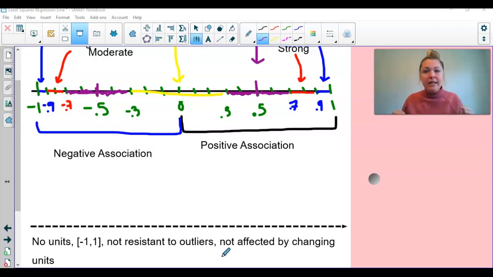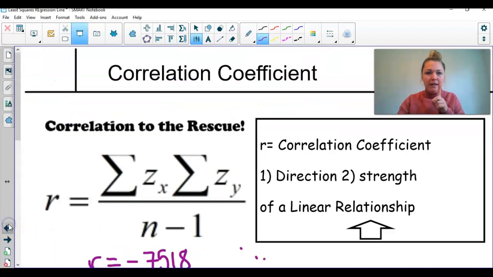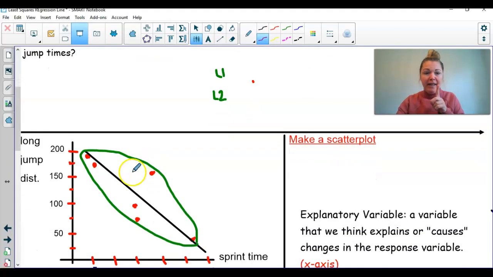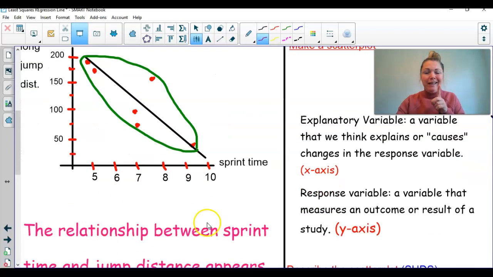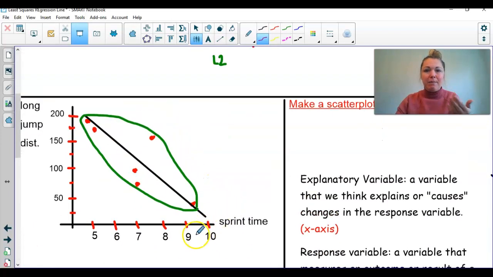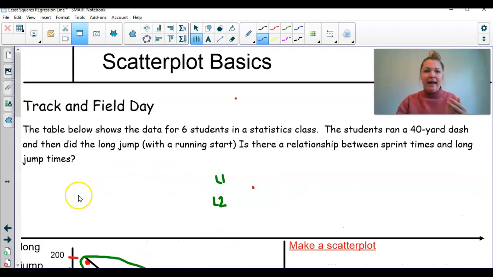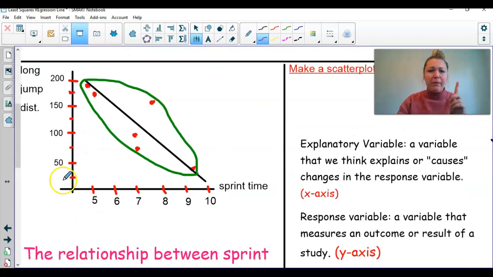But it is also not affected by changing units. If I would go back to my plot here and measure in not seconds, but milliseconds, and not yards, but feet, that relationship does not change. So it is not affected by changing units. The relationship, that R, is going to remain the same.